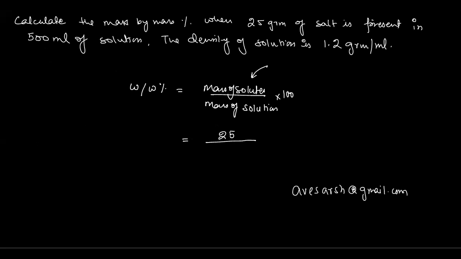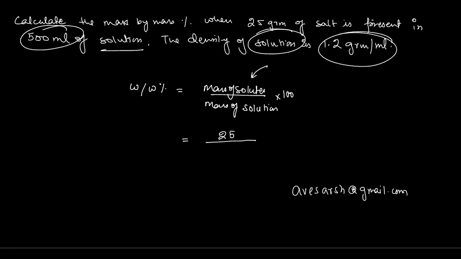When we convert ml into grams, we need to know the density. And here we need to keep in mind that the volume given is of solution, and the density should be of solution, not of the solute or of the solvent. So if the volume is given of solution, then the density must be given of solution, and here it is being given in the question. So we need to convert it.